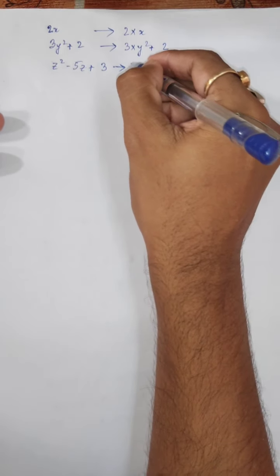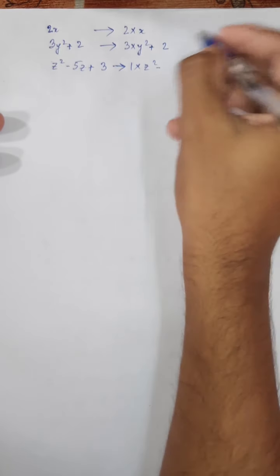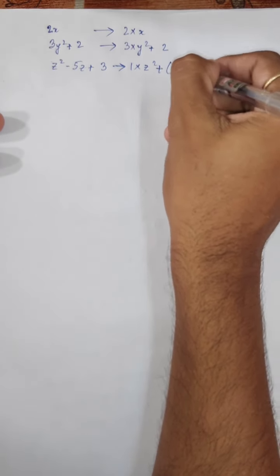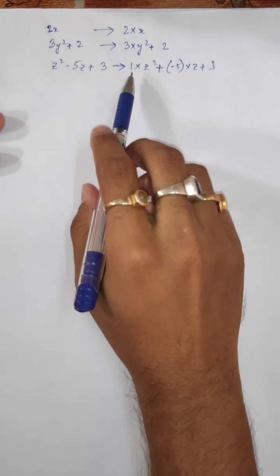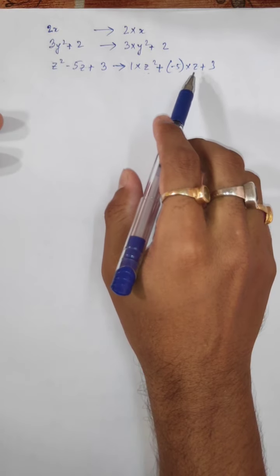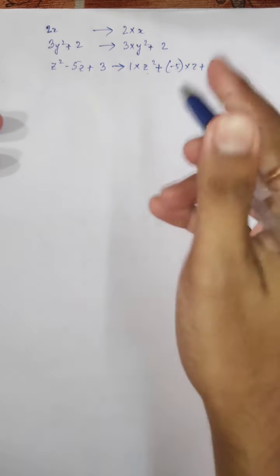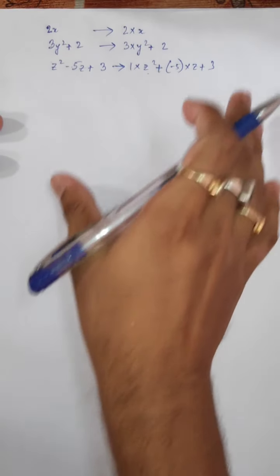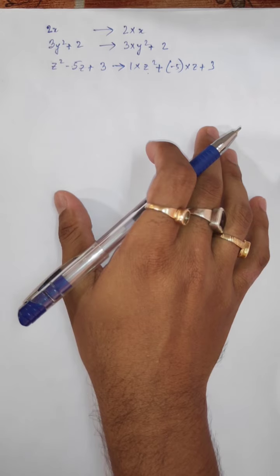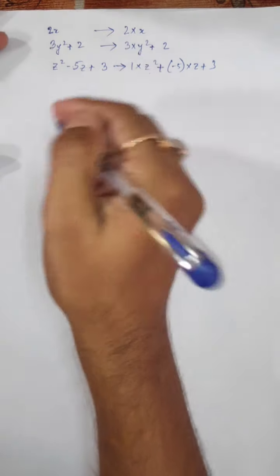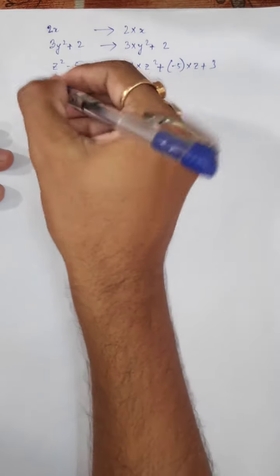Similarly, in z square the coefficient is 1. You can write 1 into z square plus minus 5 into z plus 3. So clearly you see the coefficient of z square is 1, the coefficient of z is minus 5, and 3 is the constant term. So these algebraic expressions are called the polynomials. So you have learned the coefficients of the polynomials.